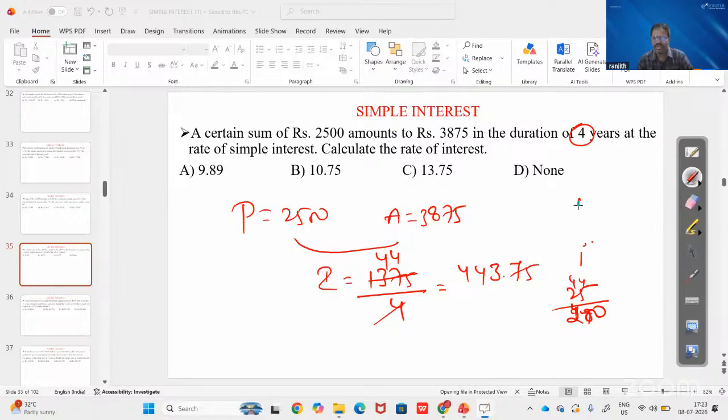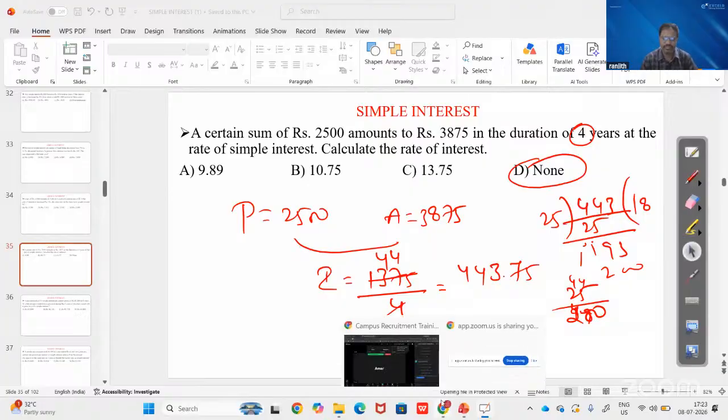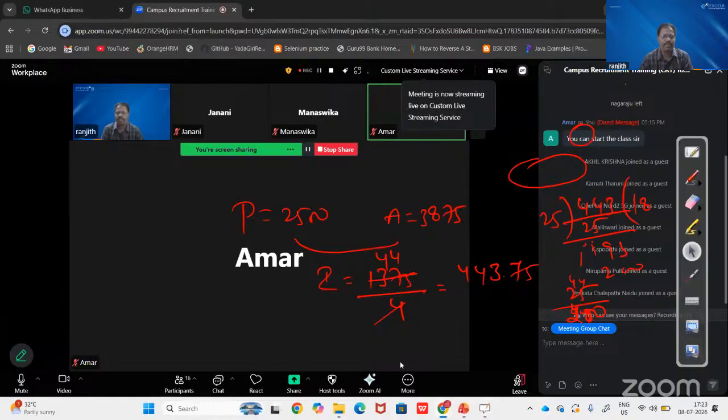So if I divide 443 by 25, 25 ones are 25, remainder will be 193. So 25 eights are 200. So on an average, it will be equal to 17.75 something. So we don't have any option for 17. So the answer will be none of these. So the answer is none of these.